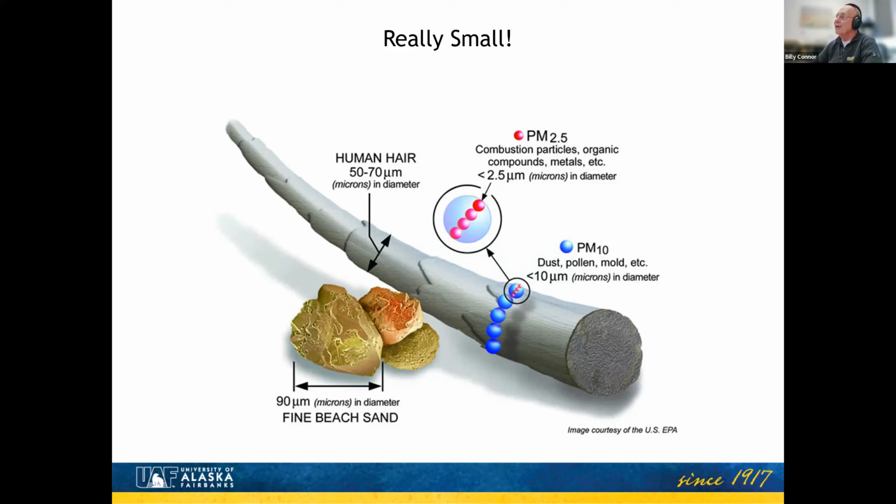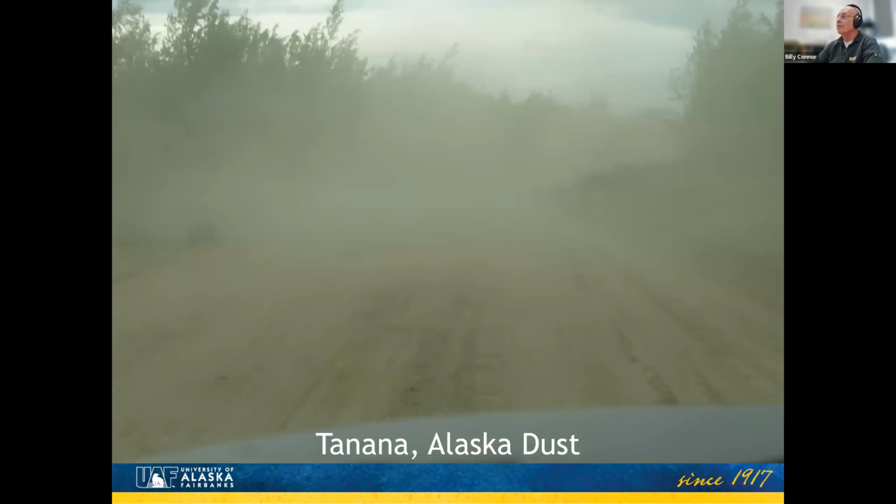So that would be about 20. PM 2.5 is about 1/20 of the size of a human hair. Compare that to fine beach sand that you may find on the rivers in your area, which is equivalent to about 90 microns. This is what you may be seeing.